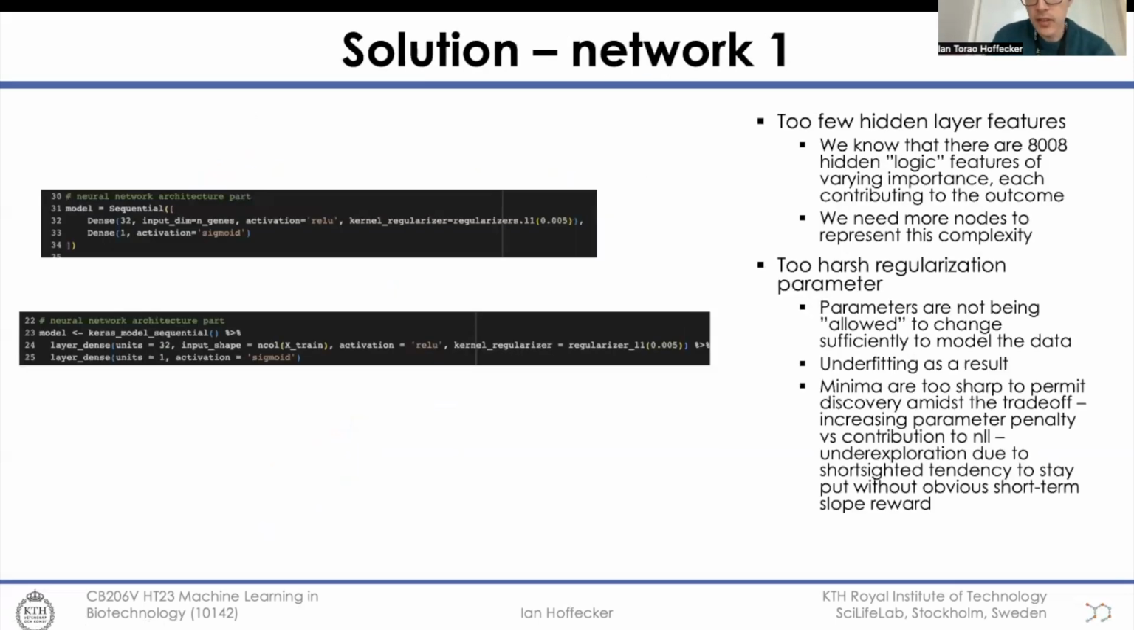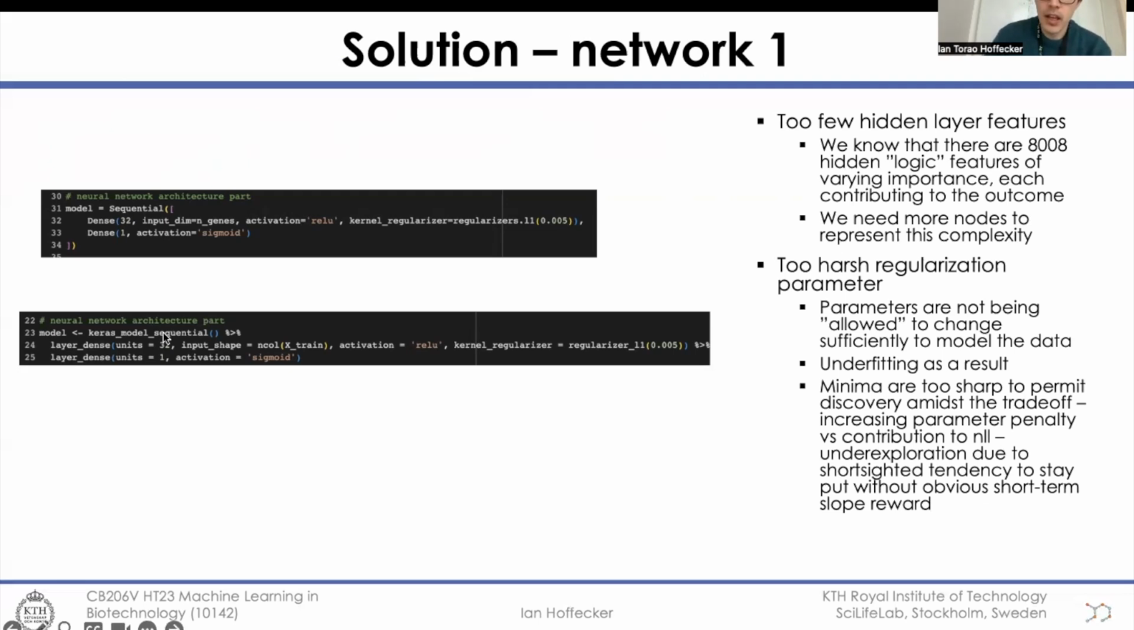And so if we look at network 1, the solution here was that there are too few hidden layer features. So we have this network architecture here with 32 nodes, and we mentioned that there are 8,000 abstract features, or 8,000 logical groupings. Well, maybe we don't need 8,000 because they're weighted randomly, so some are more important than others. Nevertheless, this is still too many to be represented accurately, or to get good performance, with just 32. So that was one thing.